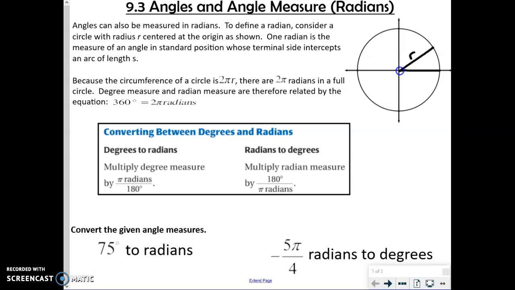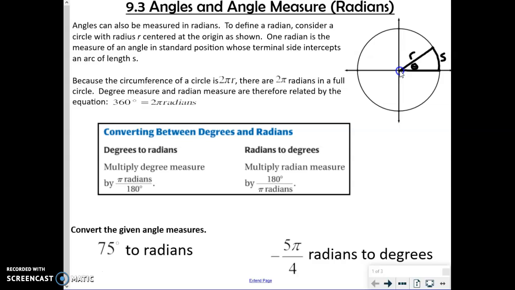1 radian is the measure of an angle in standard position whose terminal side intercepts an arc of length s. So the arc length here would be an arc length of s, and again, here's our angle measure theta. Because the circumference of a circle is 2 pi r, and there are 2 pi radians in a full circle, degree measure and radian measure are related by the equation 360 degrees is equal to 2 pi radians.